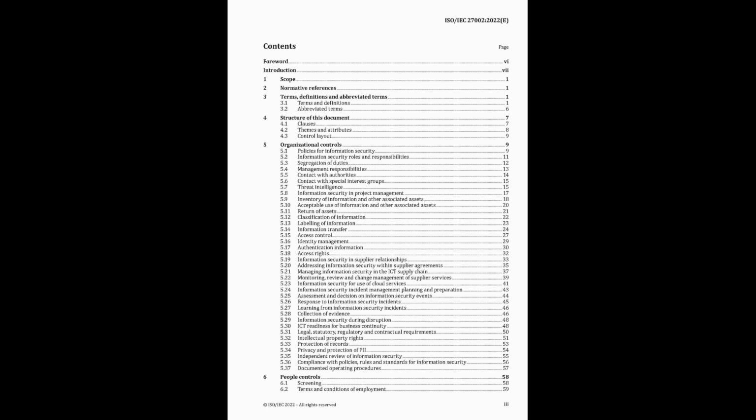ICT readiness for business continuity, making sure the tech can support the BCP. Critical. Plan ICT readiness to ensure services are available as required during disruptions. This involves a business impact analysis, BIA for ICT, identifying RPOs and RTOs. Yes. Recovery point objectives, how much data loss is okay, and recovery time objectives, how fast services must be back.